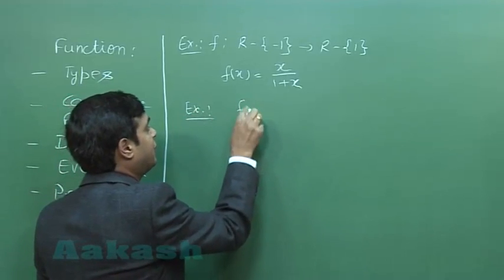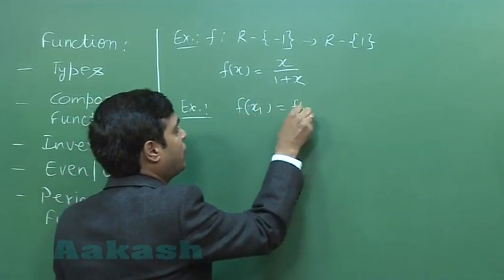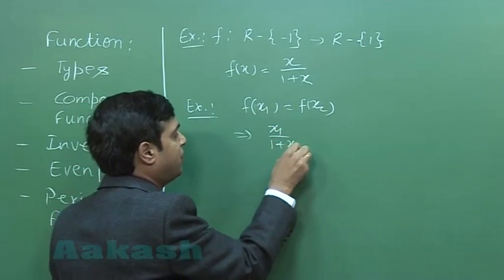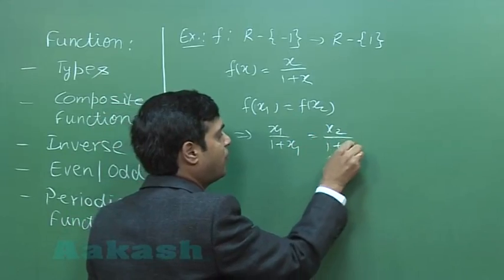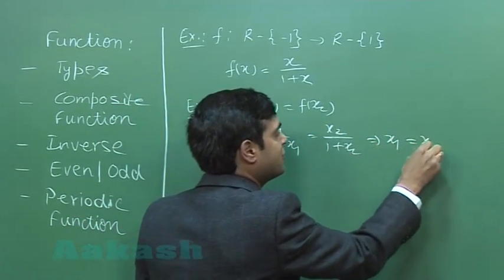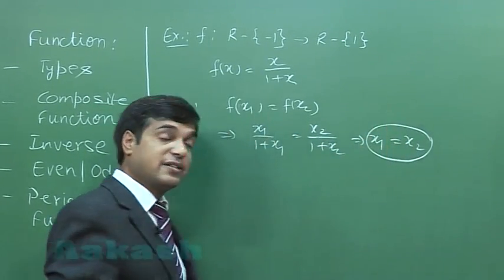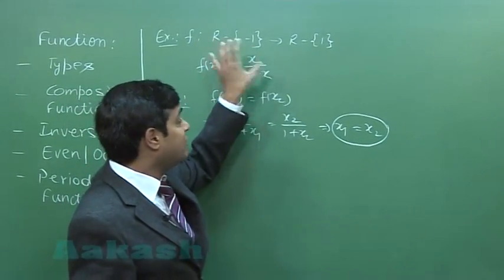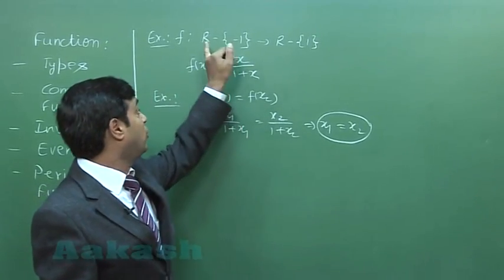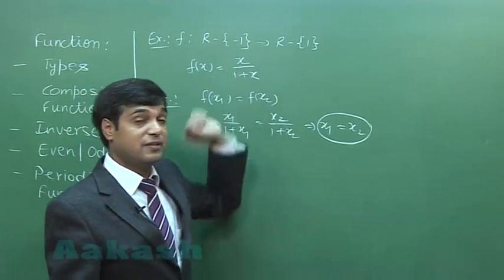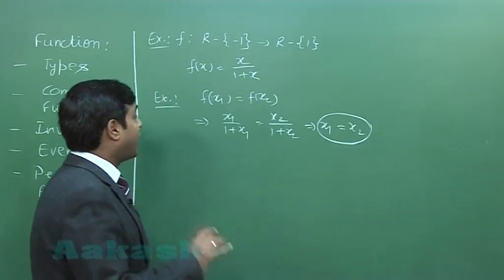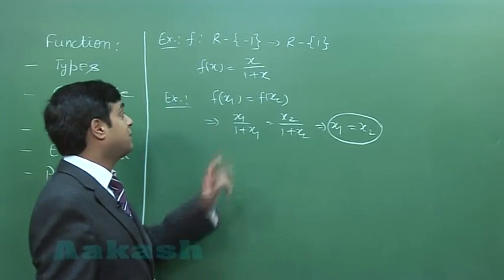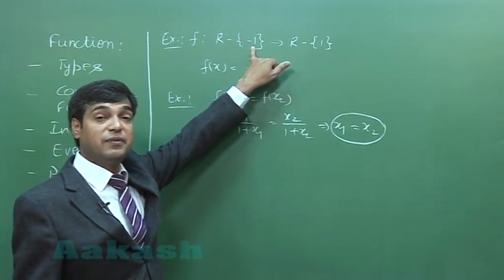Let's write this thing again. f(x1) equals f(x2), implying that x1 upon 1 plus x1 equals x2 upon 1 plus x2, which on simplification gave us x1 equals x2. Now next part. Here the range of the function has changed because the domain is R minus {-1}. Again, since the function is one-one, you can look at the extreme points, but there is one problem, and that is -1 is excluded.